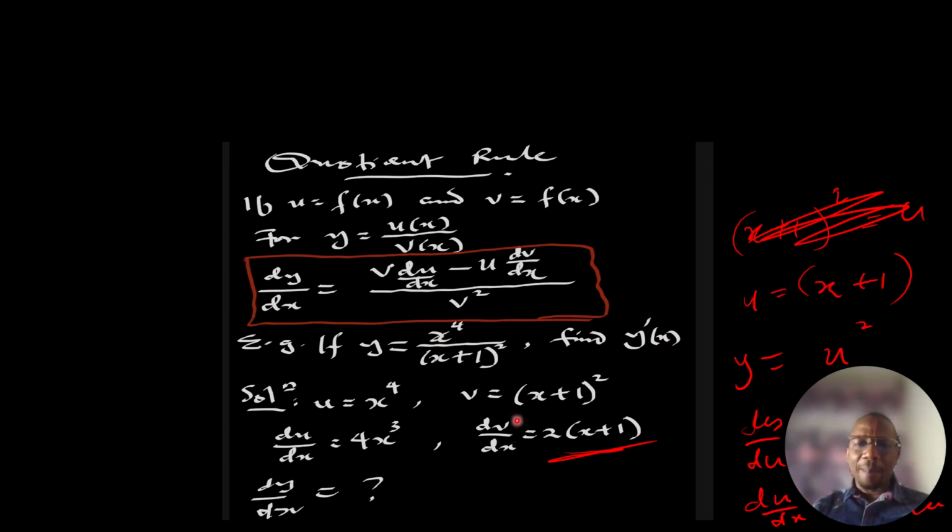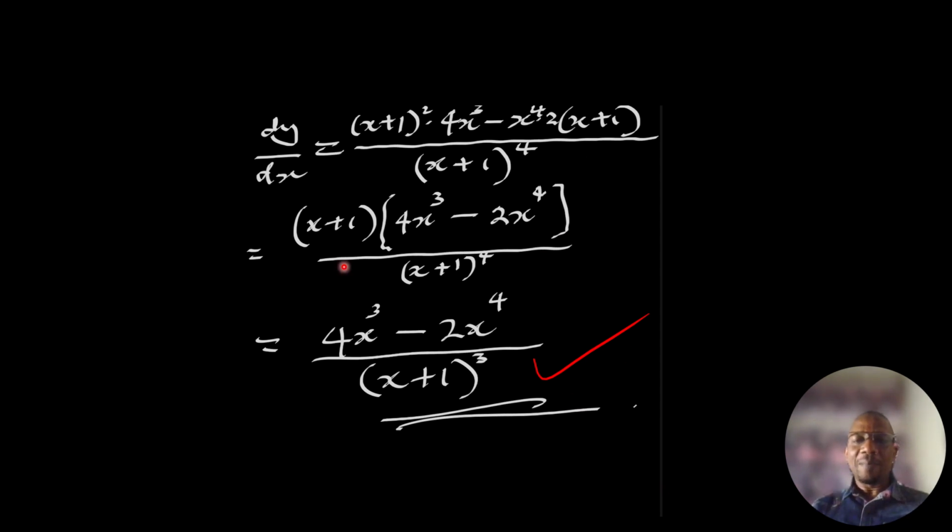And look at an example. If y equals x to the power 4 over x plus 1 all squared, you have to find dy dx, find y prime of x. That's what we have here: u equals x to the power 4 and v equals x plus 1 all squared. If you solve this using this formula, we are going to have this as the solution to that problem using the quotient rule.